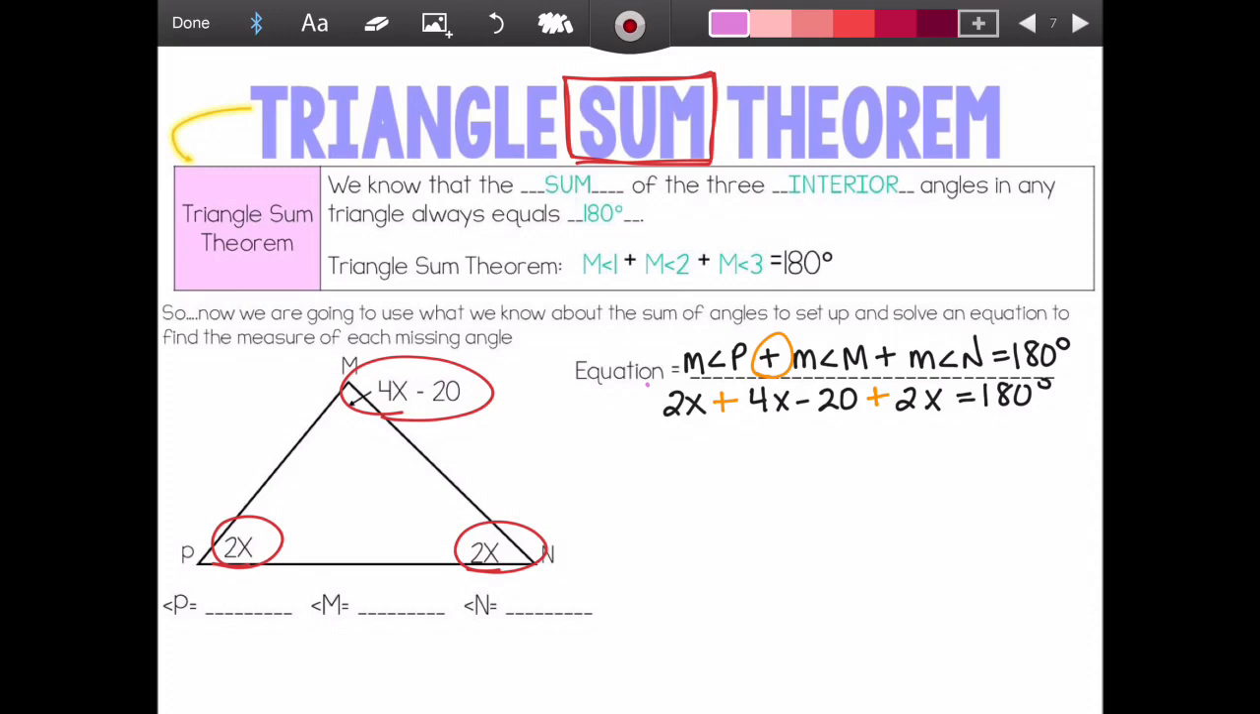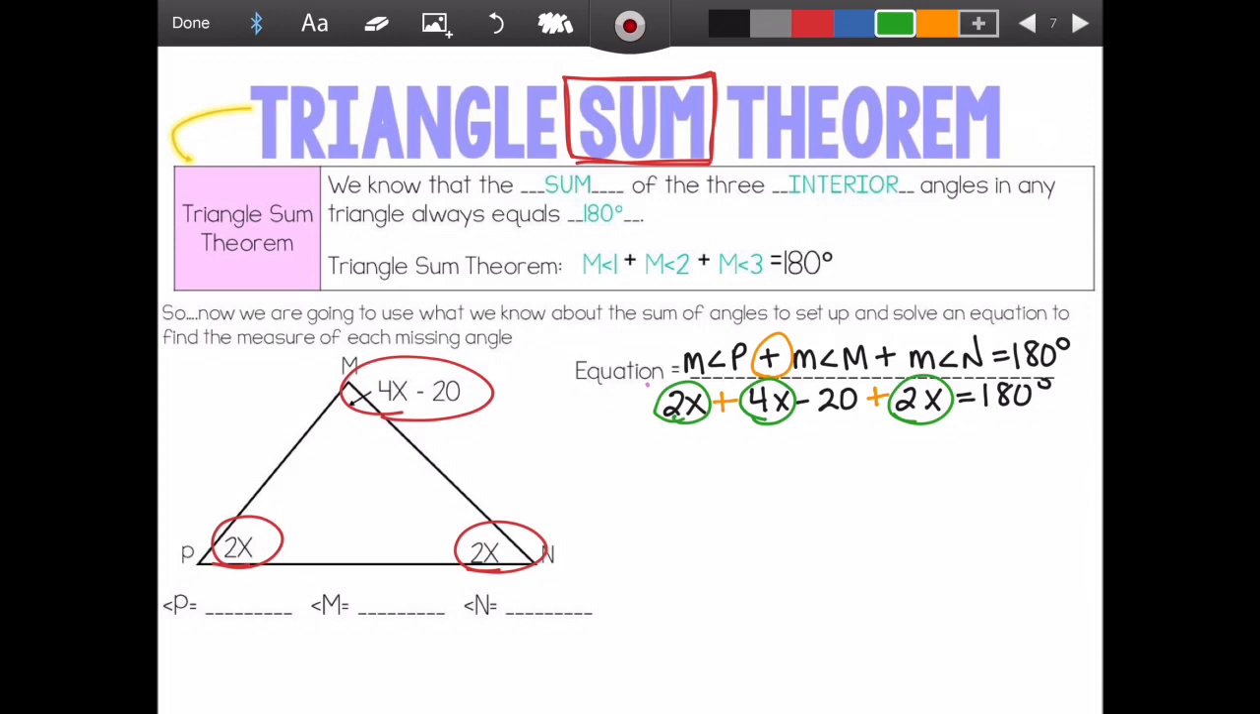Now we're actually going to combine like terms and solve for x. We're going to look on the left-hand side and combine any like terms. We combine constants, and then we combine any variables that are the same. I'm going to combine the variables because there's only one constant here. So I'm going to combine anything that has an x with it: 2x, 4x, and 2x again.